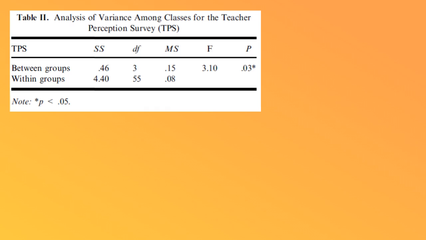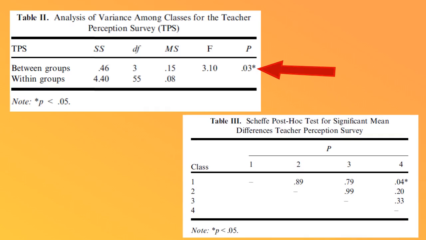Using ANOVA, the researcher can determine if there are any differences among classes for the teacher perception survey. Using the results, we see that the SIG value of 0.03 indicates that there is a difference between at least 2 of the classes. Using a post hoc test, a researcher can determine exactly which classes differ. Using the Scheffe post hoc test, we can see that there is a statistically significant difference between classes 1 and 4 as indicated by the purple arrow.